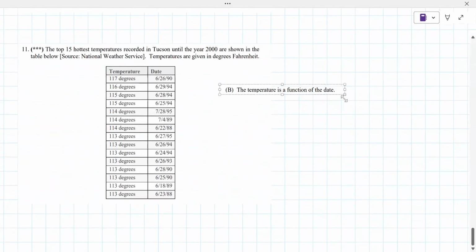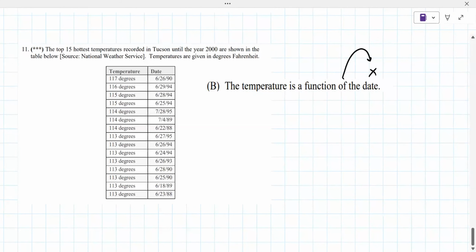The temperature is a function of the date. Okay, the date is the X, temperature is Y. This time it's flipped. The columns are flipped. The date is now the input. So you always go to the X, and that's why it's important to learn this technique. Function of means the input variable. Temperature is Y.